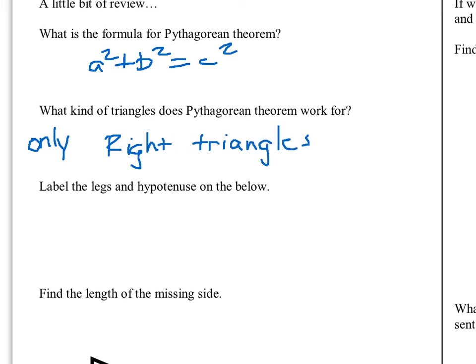All right, so let's draw a right triangle below. I'm going to start by labeling where my right angle is. And it says label the legs and the hypotenuse. You should be able to do that on your own. I'm giving you a chance to get ahead of me. Label the legs and the hypotenuse all on your own.